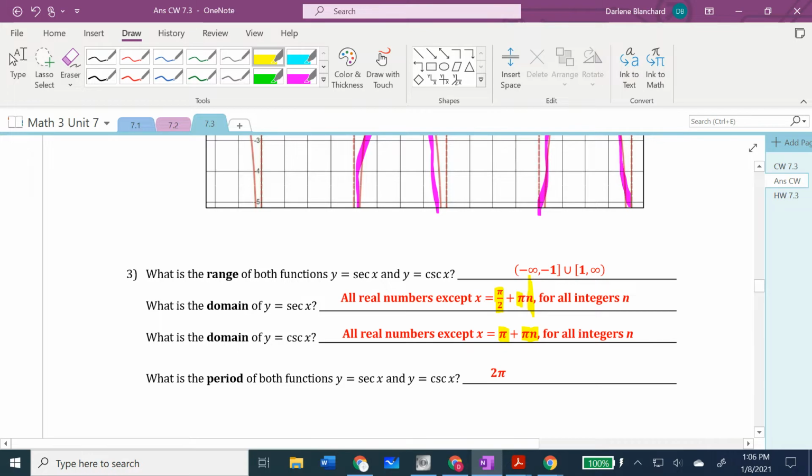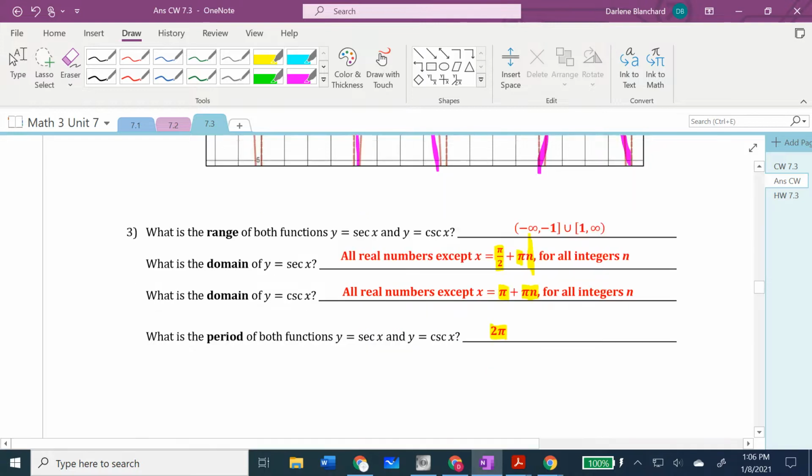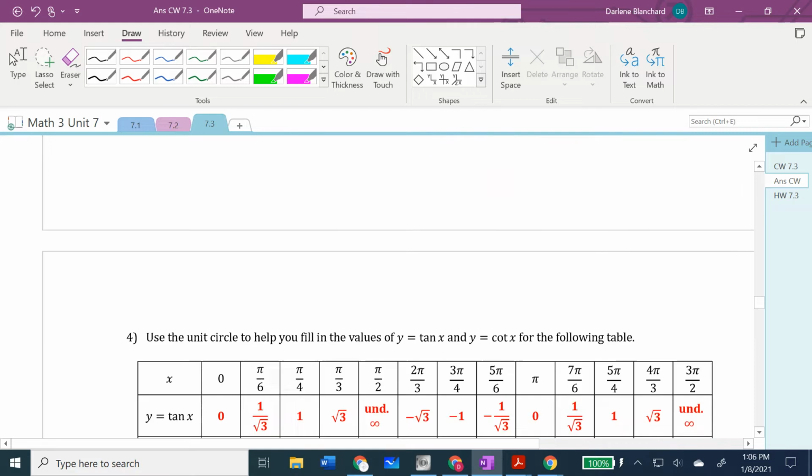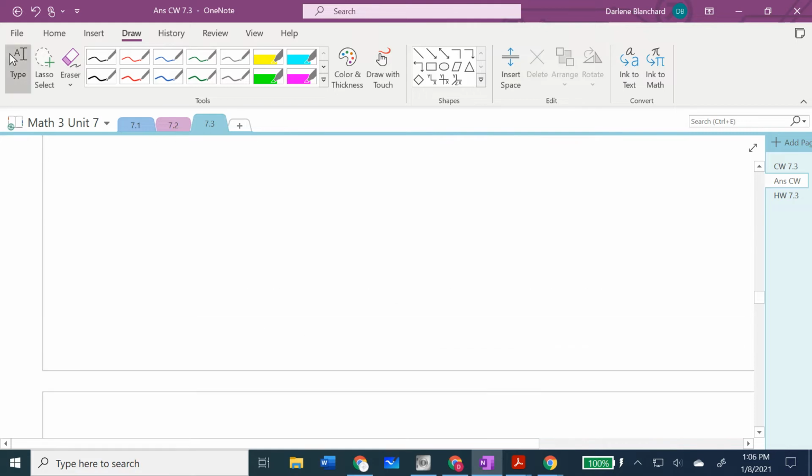Both of these functions have periods of 2 pi. So every 2 pi radians, the cycle repeats itself and does the same thing again. And that's what you need to know to get started with the graphs of secant and cosecant.